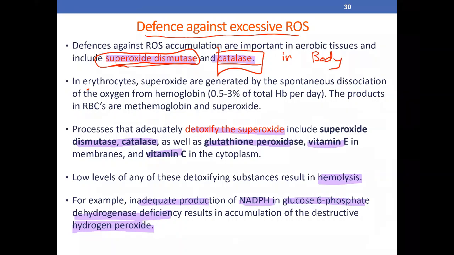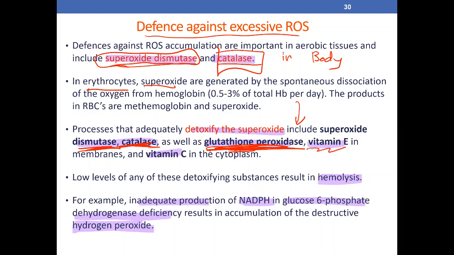In RBCs, superoxide can be produced, but usually it's cleared by these two enzymes. All you need to know here is that you have a bunch of enzymes that neutralize these free radicals. These are known as superoxide dismutase, catalase, and glutathione peroxidase, the one we discussed earlier. And there's a bunch of other things that are considered antioxidants inside your body.